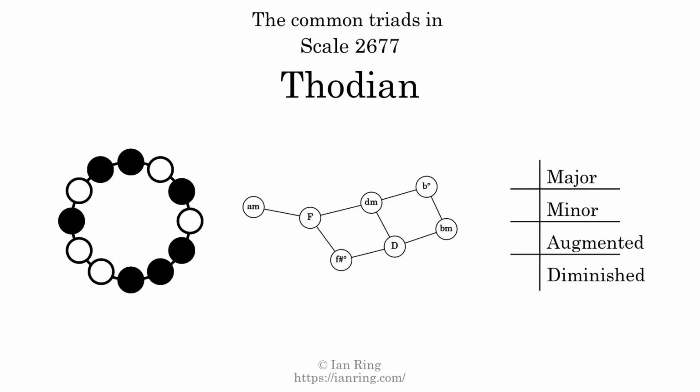The diagram in the center is a graph of parsimonious voice leading between triads. There are 2 major triads. There are 3 minor triads. There are no augmented triads. There are 2 diminished triads. Here is a Hamiltonian path of parsimonious voice leading that uses all the triads.